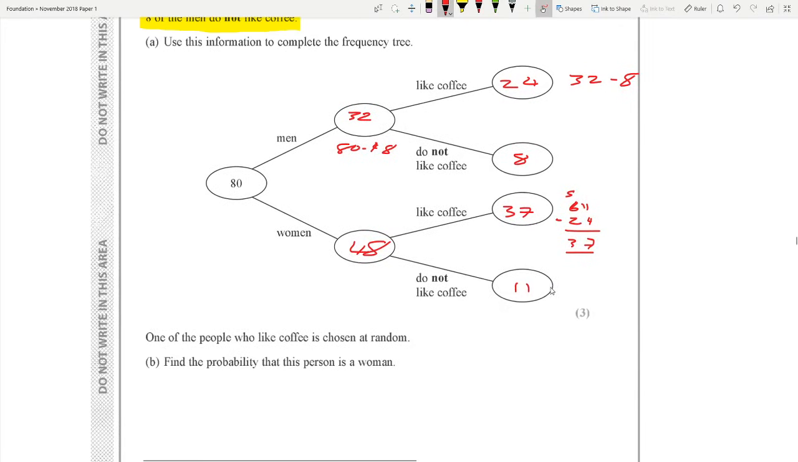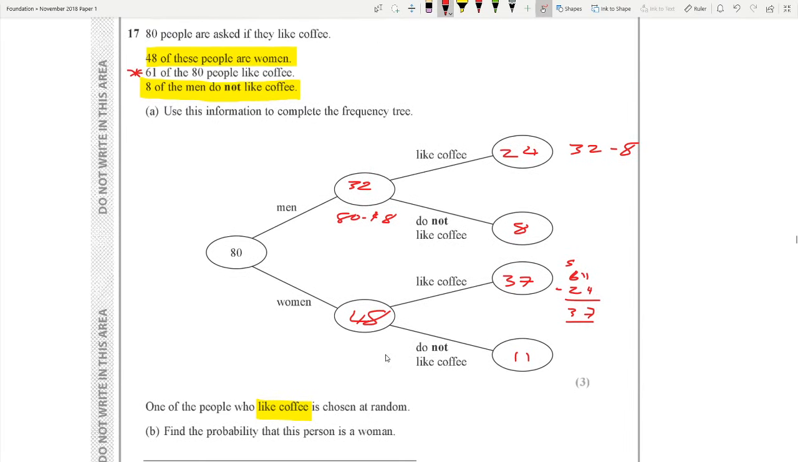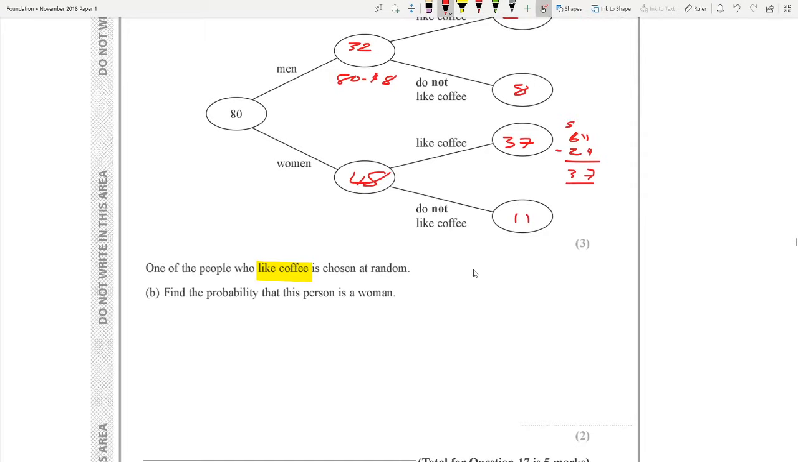Part B says one of the people who like coffee is chosen at random. This is a key wording here. Find the probability that this person is a woman. How many people liked coffee altogether? Well, it's 24 add 37, but we already know that anyway: 61 liked coffee. So out of the 61 people that liked coffee, how many were women? Women who liked coffee is 37. So the answer is 37 out of 61.